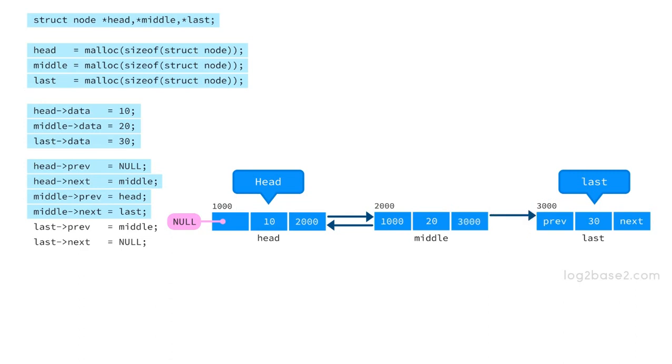And last node, its previous node is middle, so set last prev equal to middle, so 2000 will be stored here. And since this is the last node, its next should point to null. So write last next equal to null. Now we have our linked list with 3 nodes.